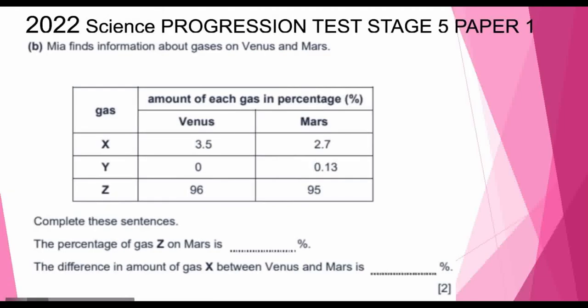Question B. Mia finds information about gases on Venus and Mars. Gas X, Y, Z, amount of each gas in percentage. Venus, Mars. 3.5, 96 for Venus, 2.7, 0.13, and 95 for Mars. Complete these sentences. The percentage of gas Z on Mars is blank percent. The difference in amount of gas X between Venus and Mars is blank percent.